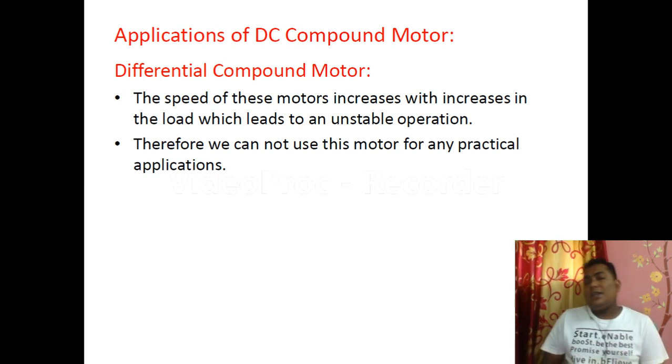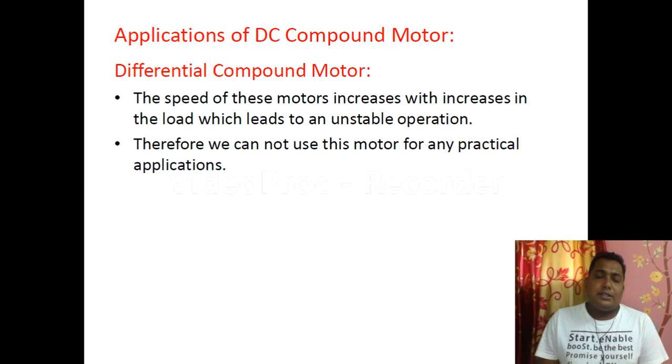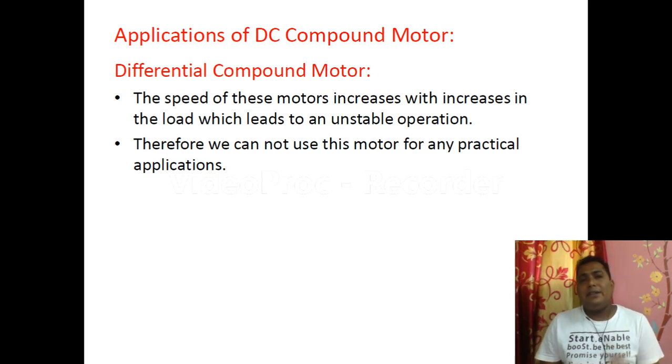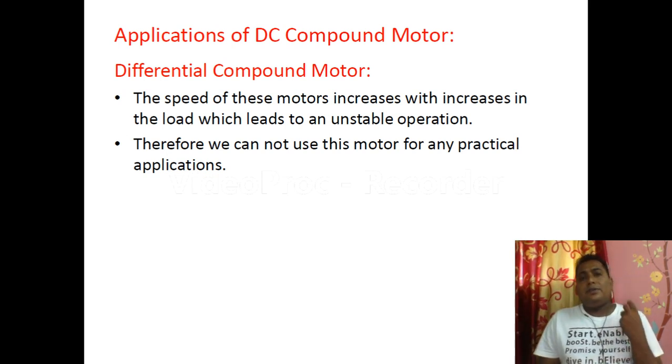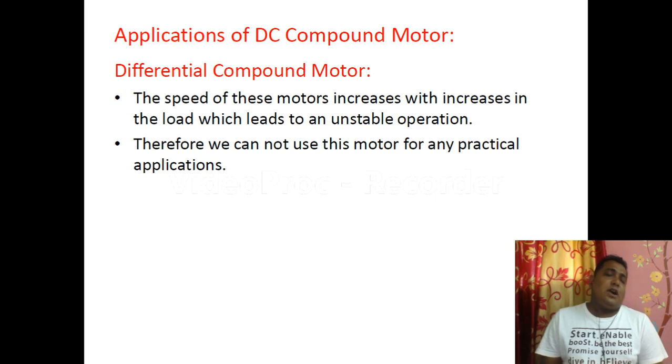Okay, so these are all the things we have to understand for today's class. We have done the characteristics of series, shunt and compound motors. For each case we have done the three characteristics: torque versus armature current, speed versus armature current, and speed versus torque. So this is all for today.